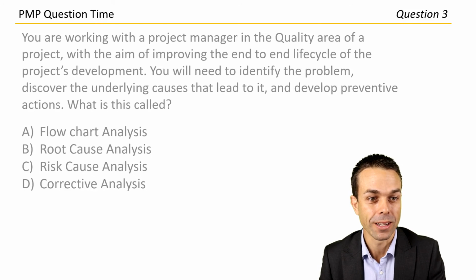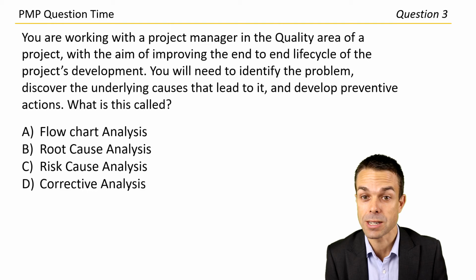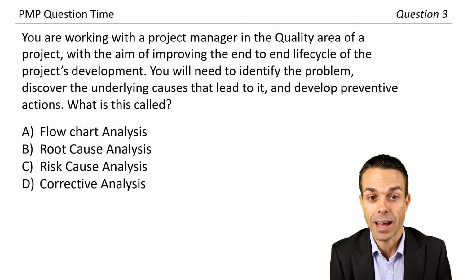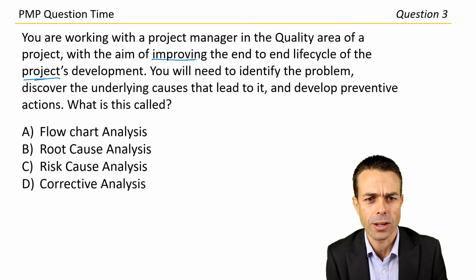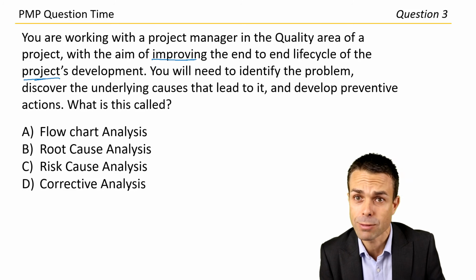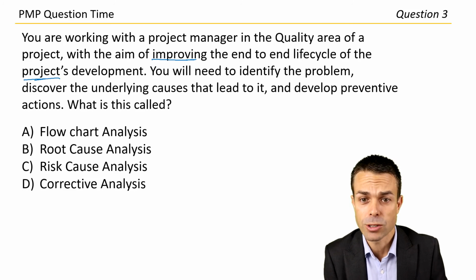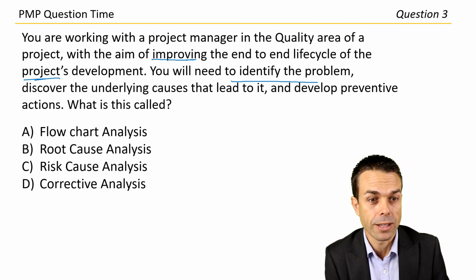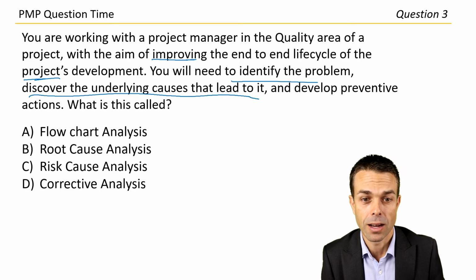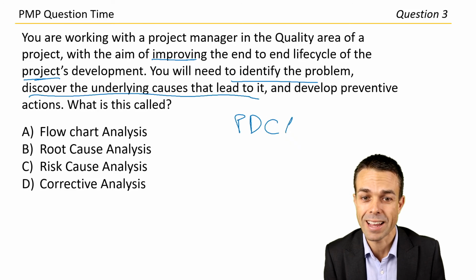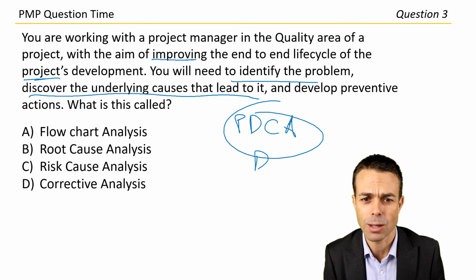Okay, question 3. You're working with a project manager in the quality area of a project with the aim of improving the end-to-end life cycle of the project's development. Okay, so quality improvement, maybe a retrospective or something similar. You will need to identify the problem, discover the underlying causes that lead to it, and develop preventative actions. Okay, this is sort of like plan, do, check, act is like a Deming cycle, something like that.